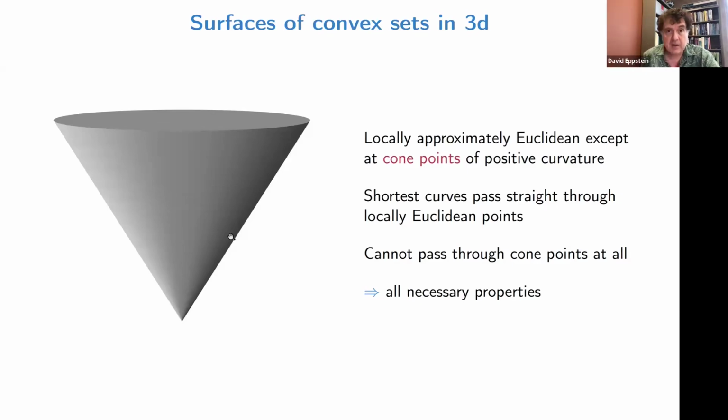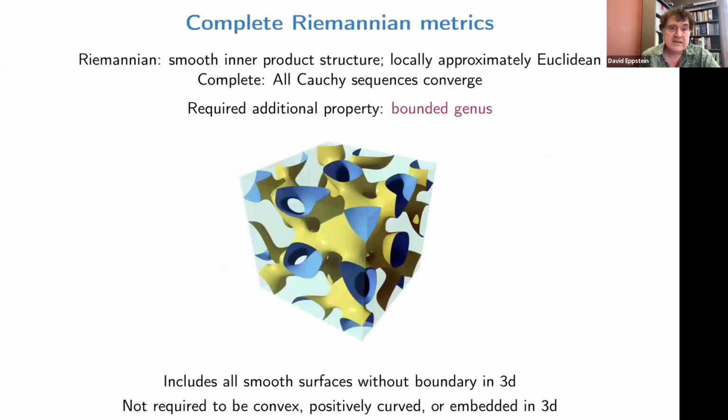We can extend it to complete Riemannian metrics, which maybe you might be less familiar with. Roughly what I mean is the surface geometry of smooth surfaces. You can think of them as embedded in 3D, but they don't need to be. They're not required to be convex. They can have negative curvature. You can have surfaces that are torus or higher genus.